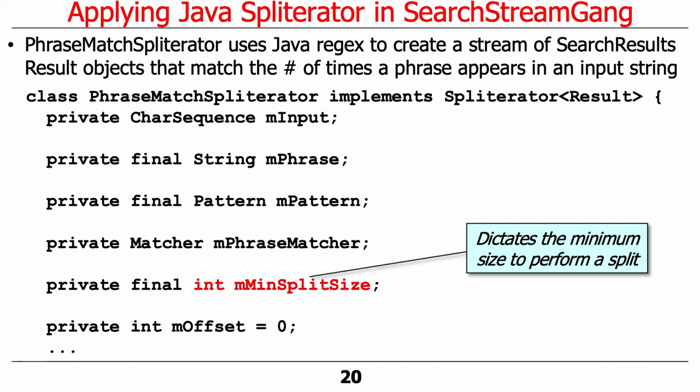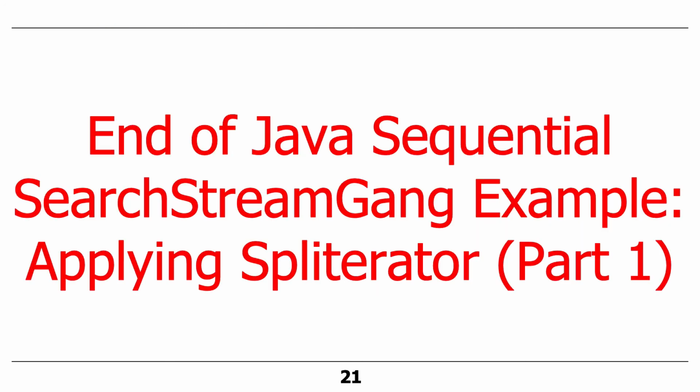And then we also keep something called a min split size, which says when we do parallel streams processing, where are we going to consider the input file to be small enough that we don't break it up into further chunks. We'll talk more about that shortly. Okay, so those are basically the fields in the class. Now we're going to talk about the actual implementation.